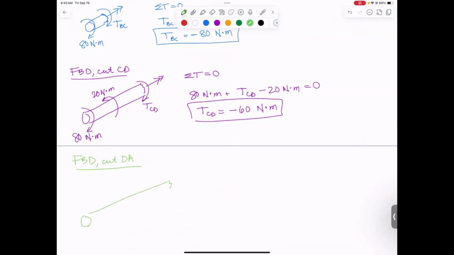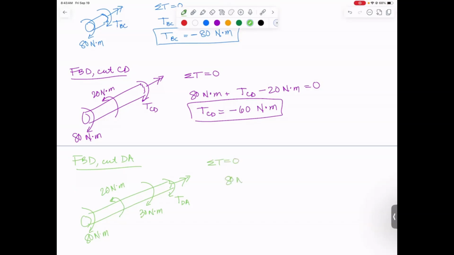There's my even longer shaft. There's my cut. I have 80 Newton meters acting that way, 20 Newton meters acting the opposite, 30 Newton meters acting this way. And finally, a double-headed arrowhead is helpful for hitting these directions, right? T_DA acts that way, assuming positive. I sum torques, set them equal to 0.